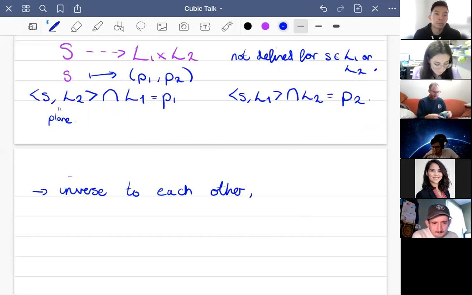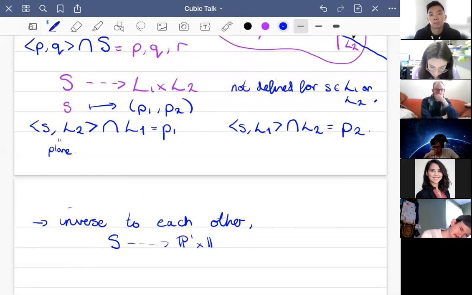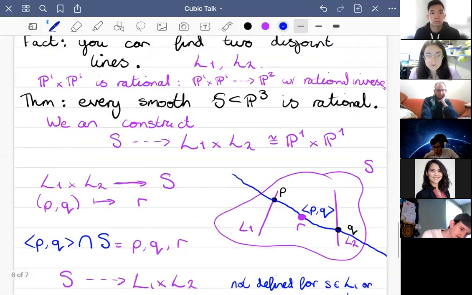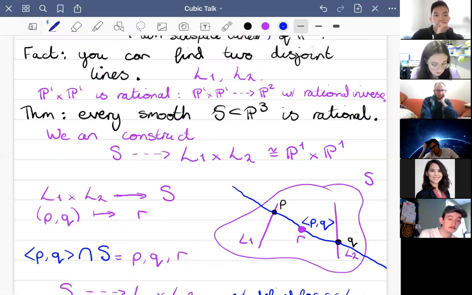And so what have we done? We've explicitly constructed a birational map from S to P1 cross P1, which is also birational to P2. So we're done. And this is true for every smooth cubic surface. So this is kind of in contrast to the one-dimensional case. One thing I want to emphasize is that this argument isn't special to surfaces.